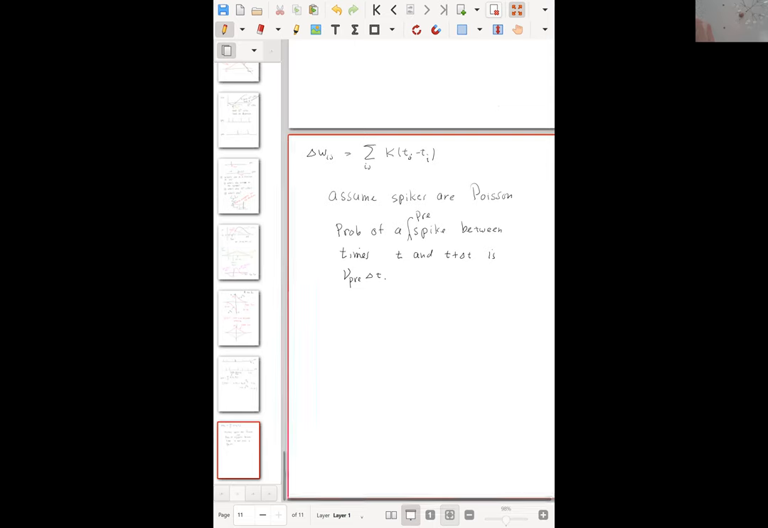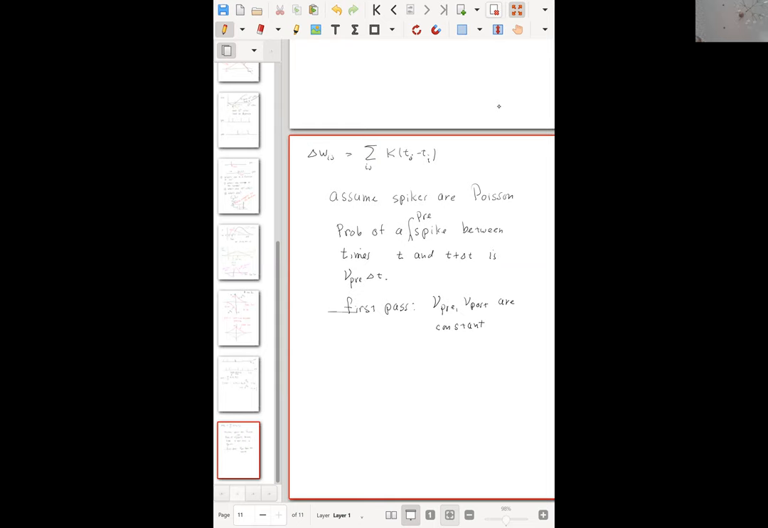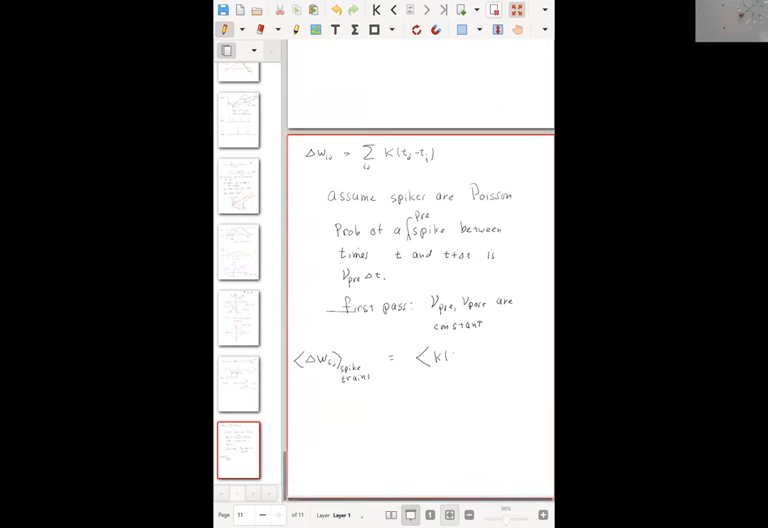And we'll assume for now, first pass, that nu pre and nu post are constant. So the firing rates are totally unmodulated. They're just the same, a bunch of presynaptic spikes, a bunch of postsynaptic spikes. And given that, we want to compute the average value of delta W_ij, averaged over spike trains. If you did lots of experiments with lots of different spike trains, this is basically the average value of K.